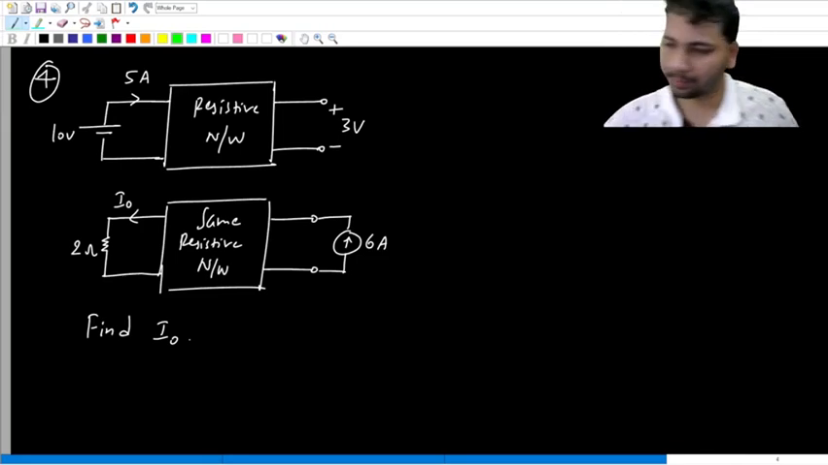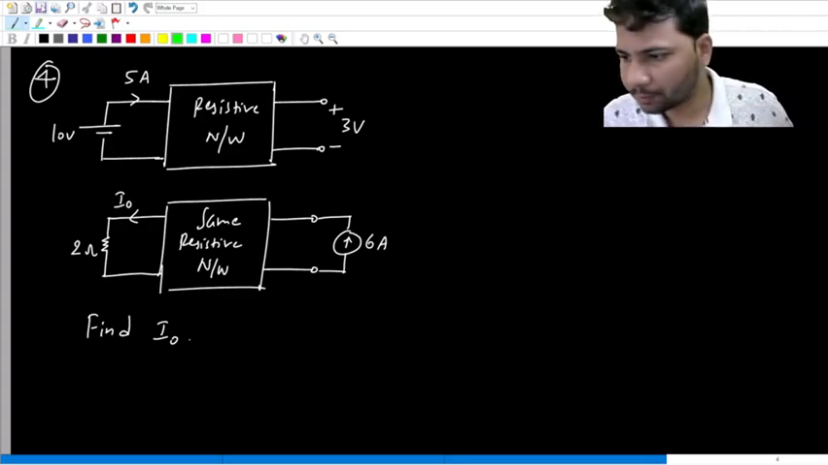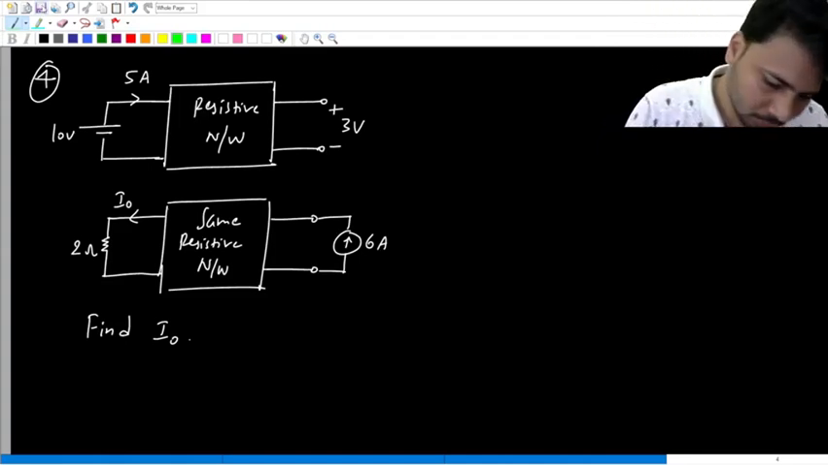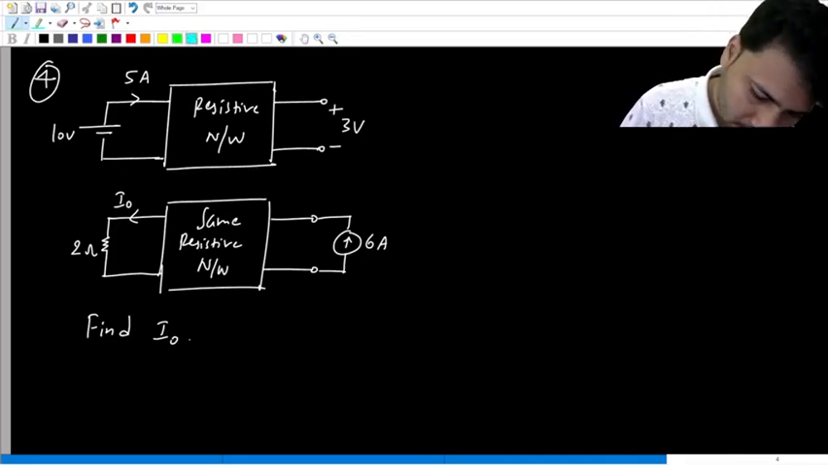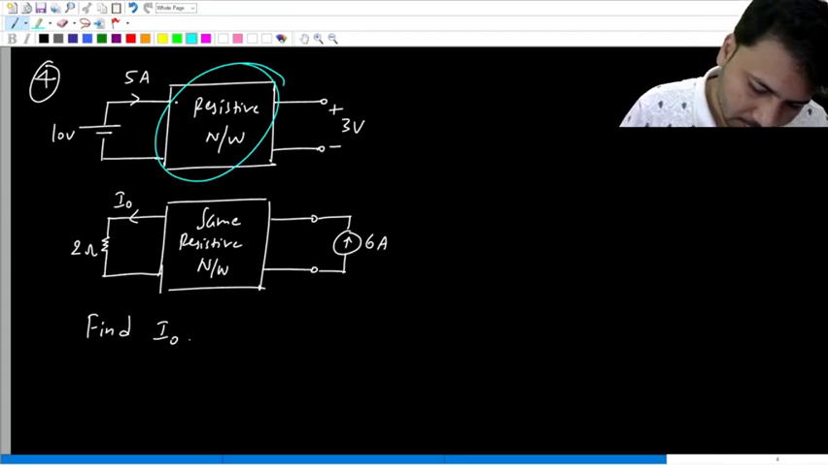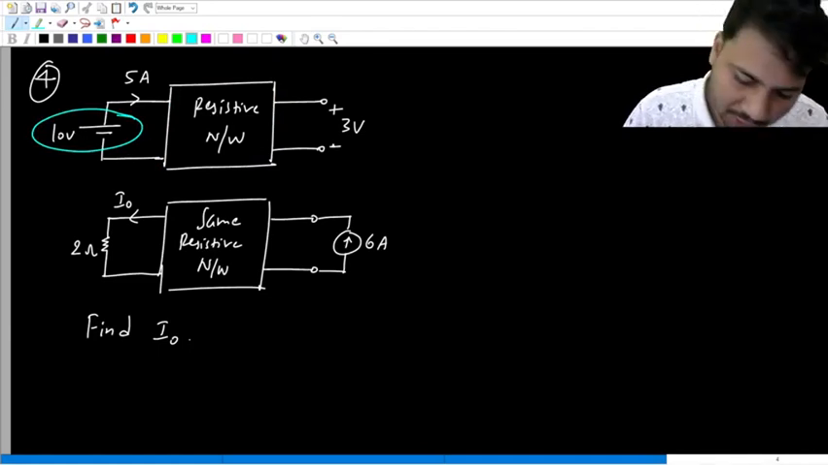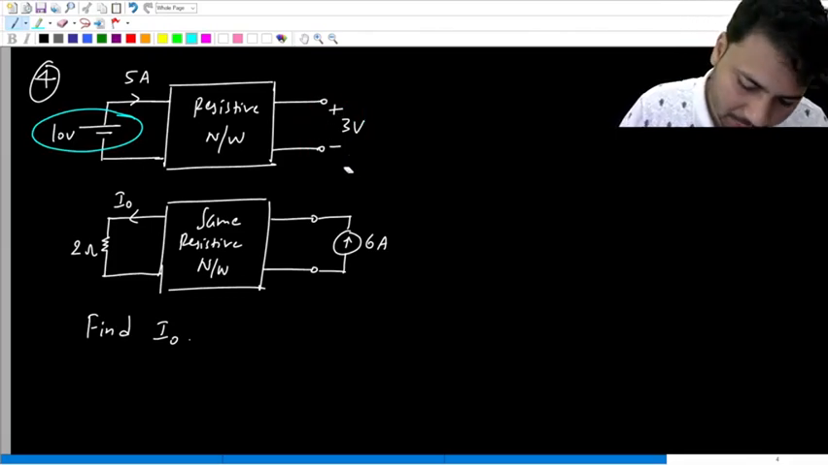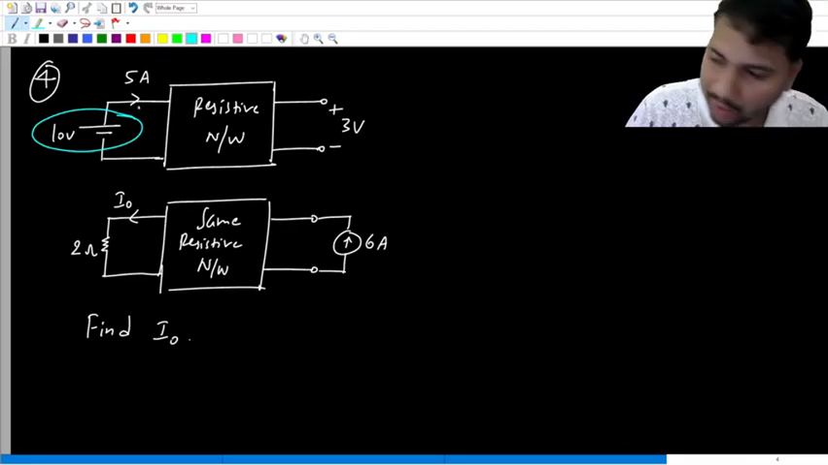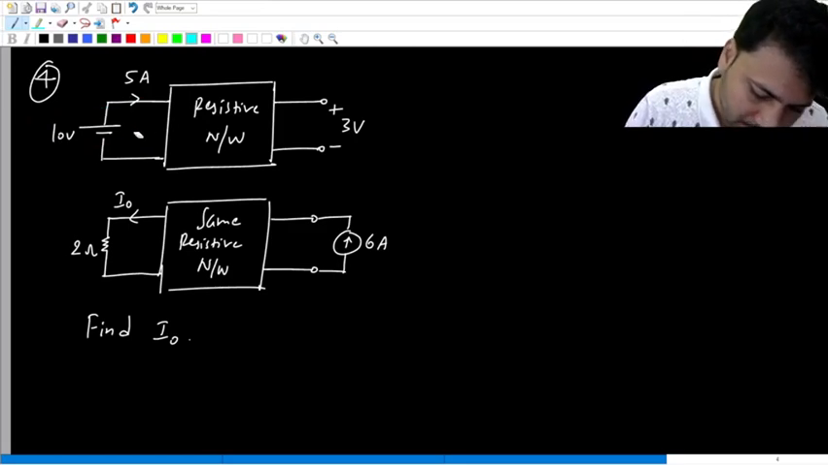Look at the last question. So what is given? Some resistive network is given. In the first case, on the left hand side, we have applied a 10 volt source. The right side is open, and the open circuit voltage on the right side is 3 volts. And the current drawn by the resistive network at port 1 is 5 amps. That is the first circuit.